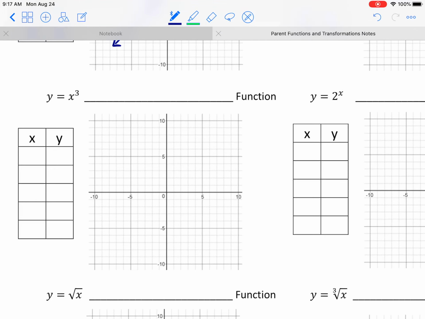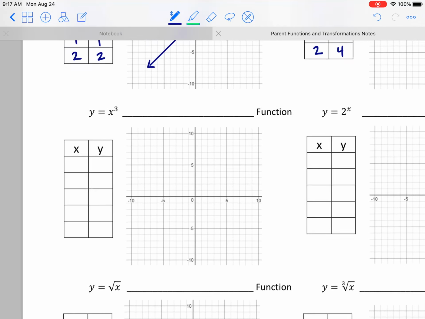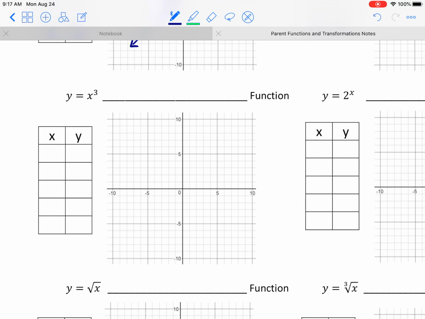Alright, so this is another polynomial function. We had x to the first, we had x to the second, and now we have x to the third. So this is what we call a cubic function. X to the third power, x cubed. Okay, what is a cubic function going to look like?